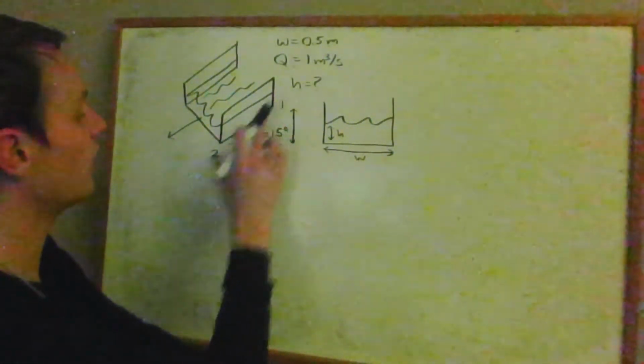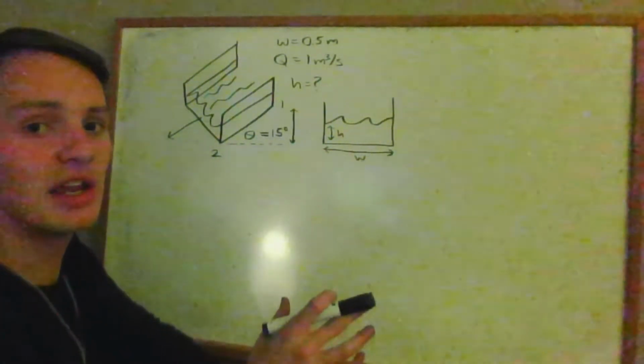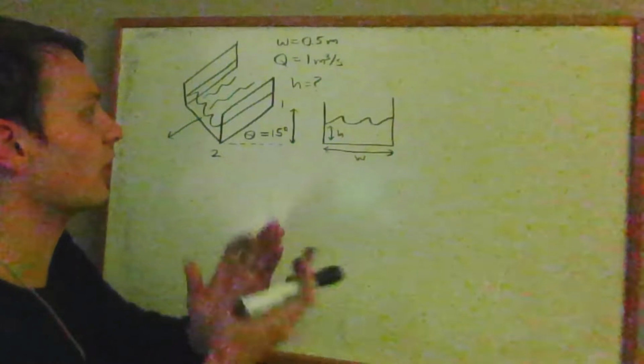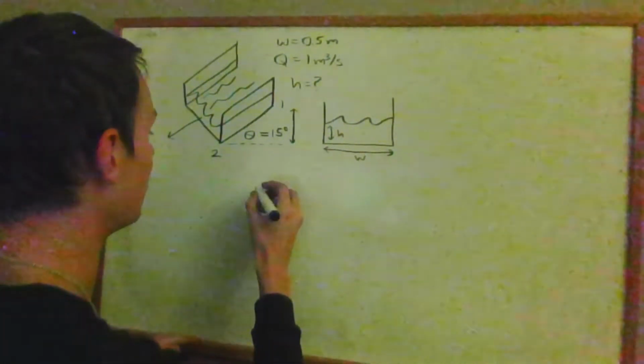So the pressure at 1 and the pressure at 2 are the same, and there is no change in the cross-sectional area through which the fluid moves, so the velocity is also the same. So let's write out Bernoulli's equation.